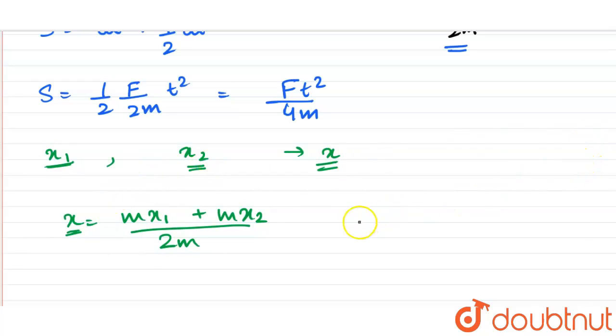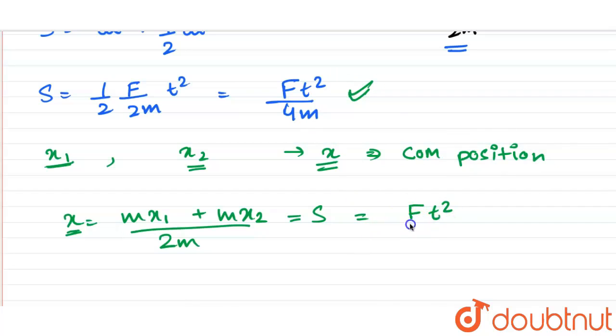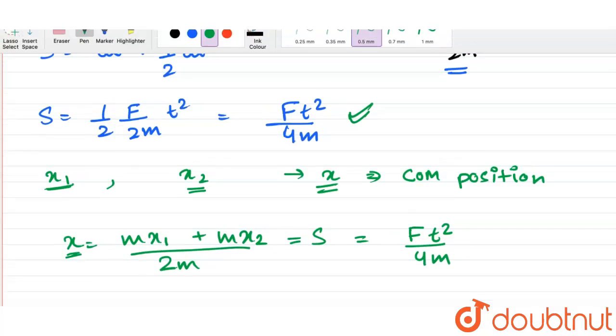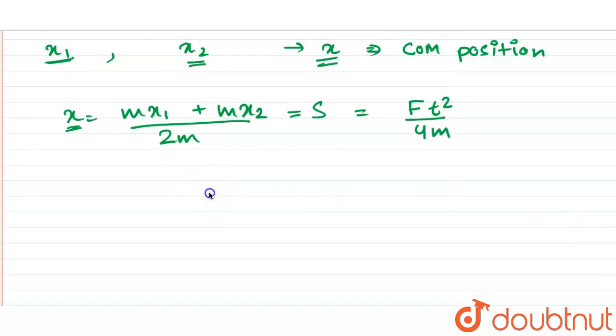Okay, so from here we know that X is equal to S, because X is the center of mass position, and this was the center of mass position. So this is equal to F t square by 4m. Now x1 plus x2 from here comes out to be F t square upon 2m. Okay, so this is going to be the value of x1 plus x2.